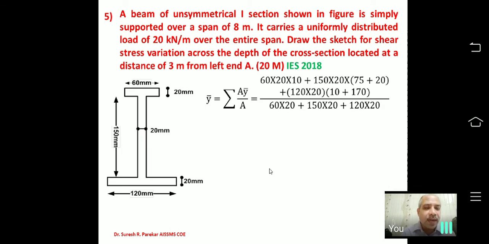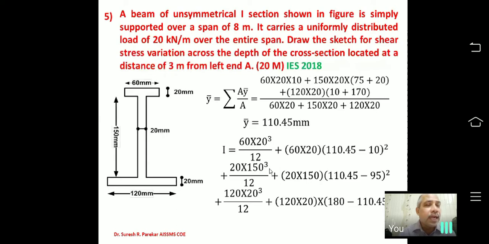Now first we have to find Y bar for this, because without the neutral axis we cannot go ahead. We have 60 into 20 into 10, taking Y bar from the top, plus 150 into 20 into (75 plus 20), plus the bottom 120 into 20 into (10 plus 170), divided by the areas 60 into 20 plus 150 into 20 plus 120 into 20, and that will give me 110.45 millimeters, which is my value of Y bar.